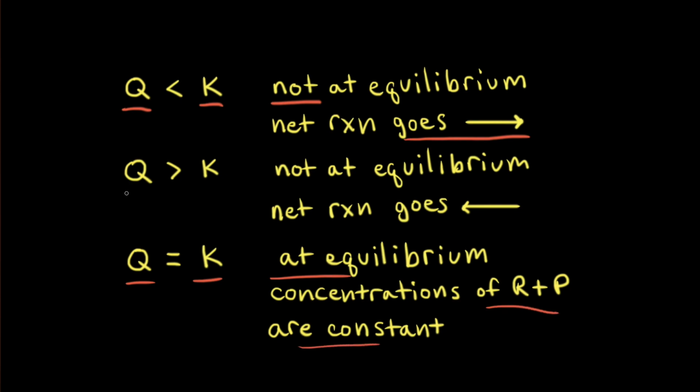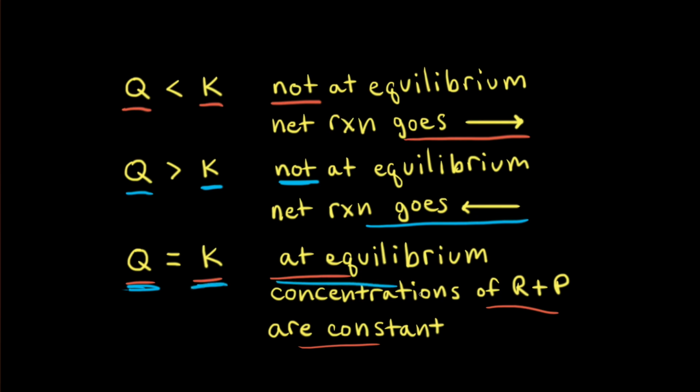It's also possible for Q to be greater than K, and if that's true, the reaction is not at equilibrium, but in this case, you have too many products and not enough reactants. Therefore, the net reaction goes to the left to increase the amount of reactants and to decrease the amount of products. The net reaction will continue to go to the left until Q is equal to K and the reaction reaches equilibrium.